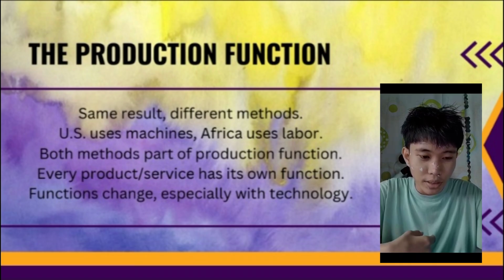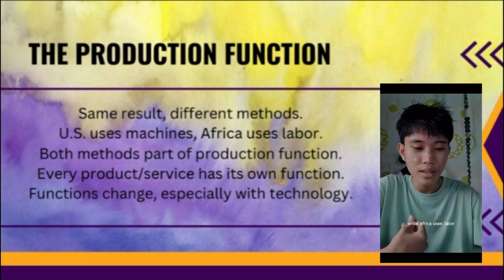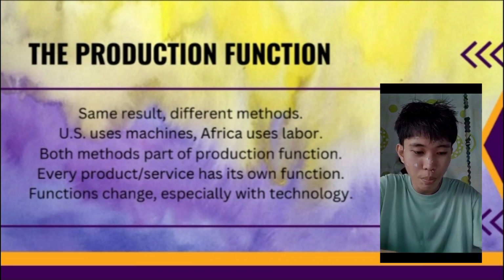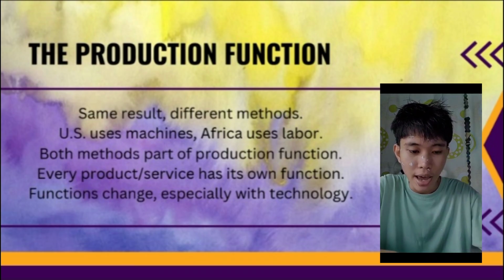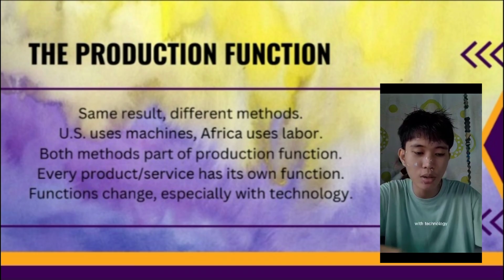Same result, different methods. The US uses machines while Africa uses labor. Both methods are part of the production function. Every product and service has its own function. Functions change, especially with technology.